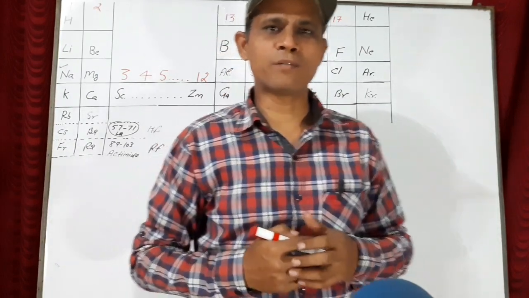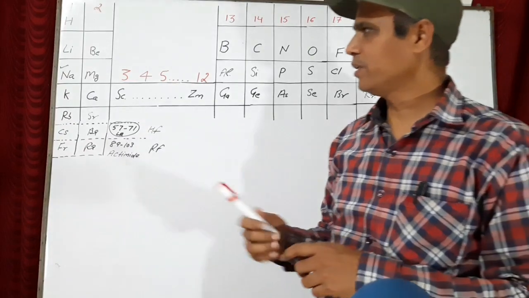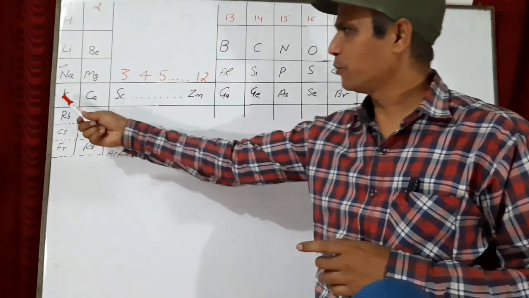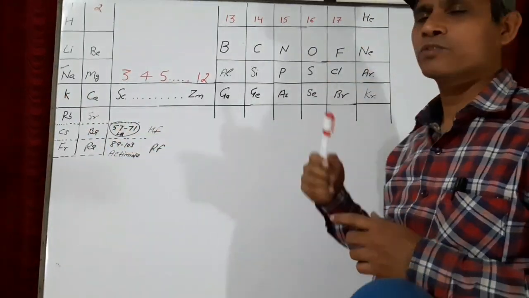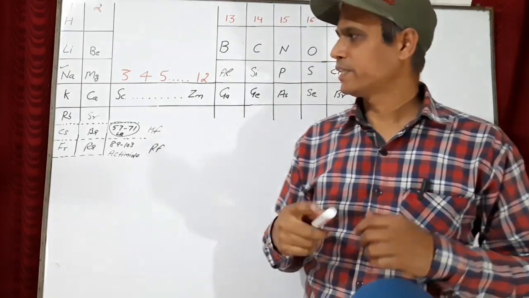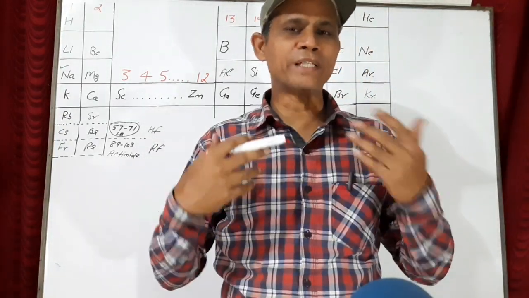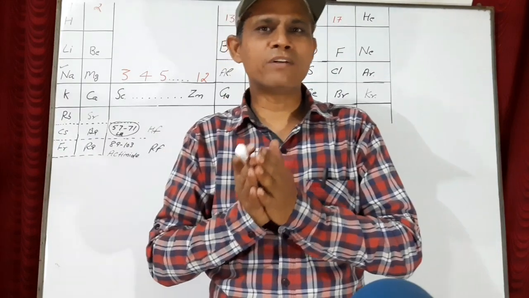Now we will discuss the periods. As I told you, the periods are the horizontal rows. So that we are going to discuss. There are total 7 periods. You can say there are total 7 rows.